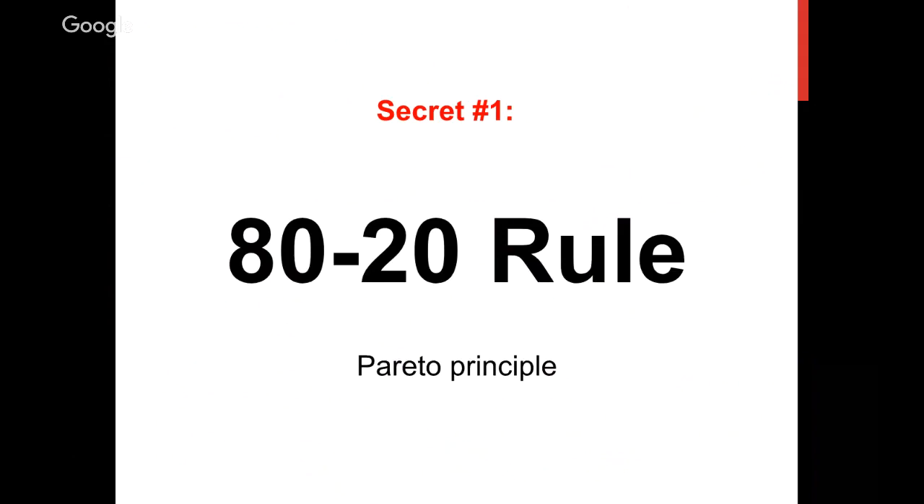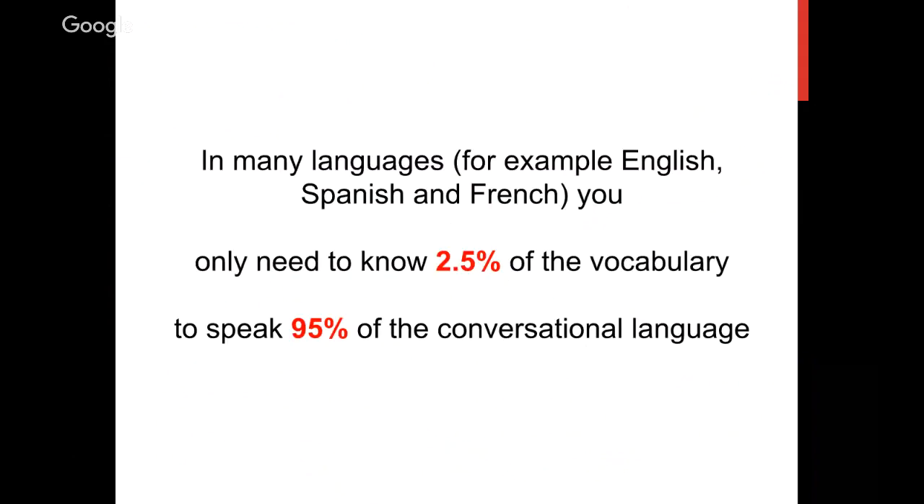So with the 80-20 rule, we basically mean that 80% of the output often comes from only 20% of the input. They call this the Pareto principle. But we see that in language learning, it's often more like the 95-2.5 rule. Because in languages like Spanish, it's said that you only need to know 2.5% of the vocabulary to speak 95% of the conversational language. So in our bootcamps, we are focusing on this 2.5%. So if you want to learn a language quickly, focus on this 2.5%.